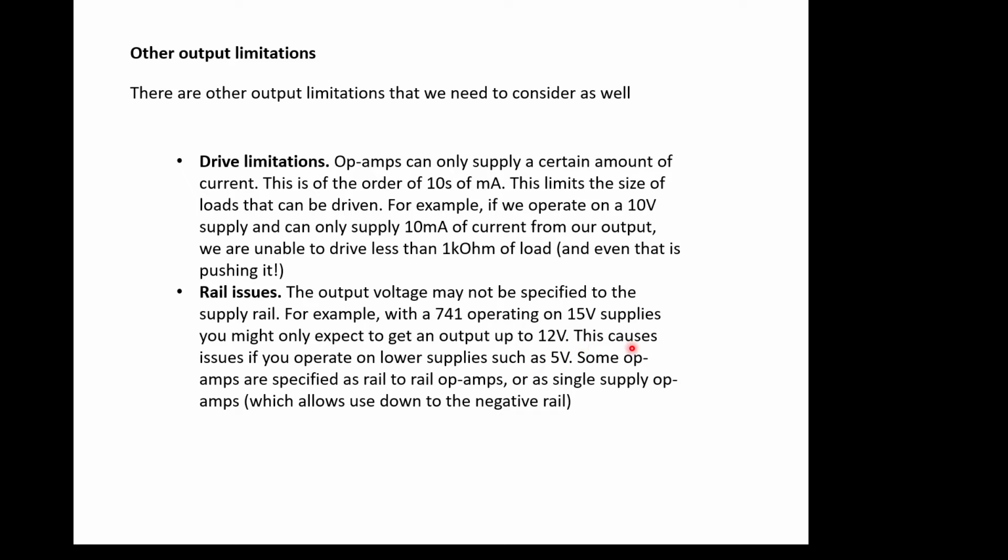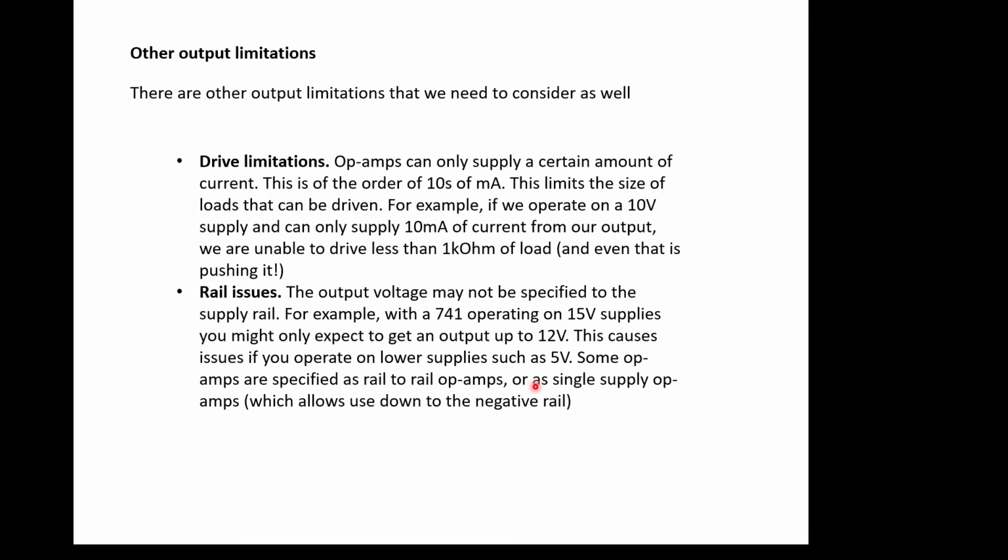So if you then operate your 741 on a 5 volt supply, you're still going to lose 3 volts. So that means that your output can only go between plus and minus 2 volts, and that might not be enough if you're trying to drive logic or something like that. So some op amps are specified as rail to rail op amps, which means that their outputs can get very close to the supply. So if you operated them on a 5 volt supply, the output could go up to 5 volts, and it could go down to 0 as well, because that's important.